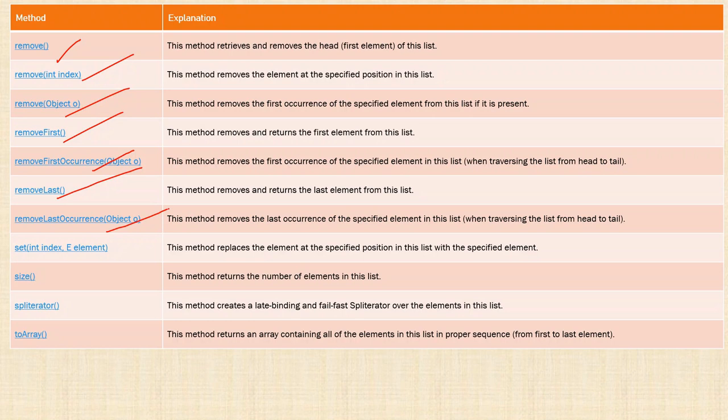And set. So here you can set index wise, you can set an object at the index. This method replaces the element at the specified position in this list with the specified element. So set means it will replace. And size, to get the size of the linked list. And spliterator, this method creates a late-binding and fail-fast spliterator over the elements in this list. To array, this method returns an array containing all the elements in this list in proper sequence.